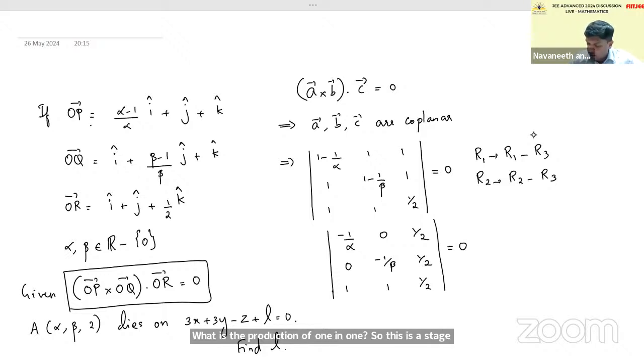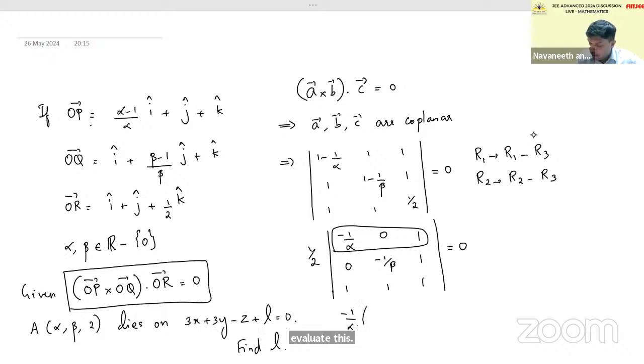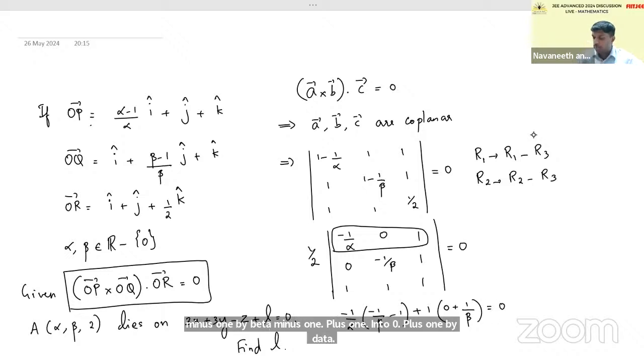In fact, you can notice that in this column all the elements are the same. You can even write that as just 1, 1, 1 and take the 1 by 2 outside. Anyhow, it's equal to 0, so it doesn't matter. So let's evaluate this determinant. I'll expand this determinant using the first row. Then it becomes minus 1 by alpha into minus 1 by beta minus 1 plus 1 into 0 plus 1 by beta is equal to 0.